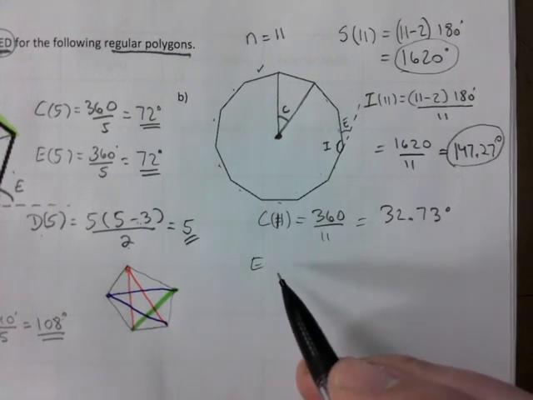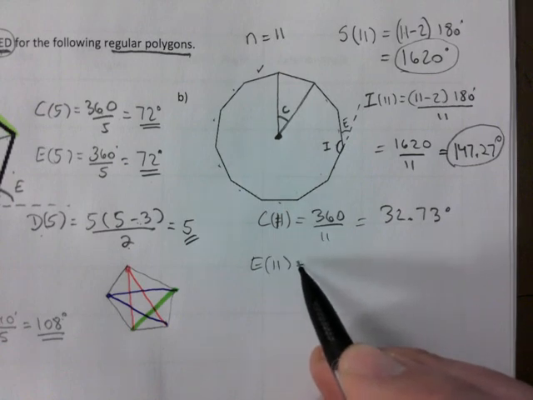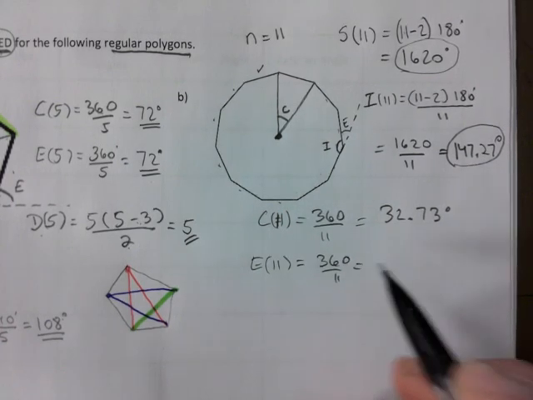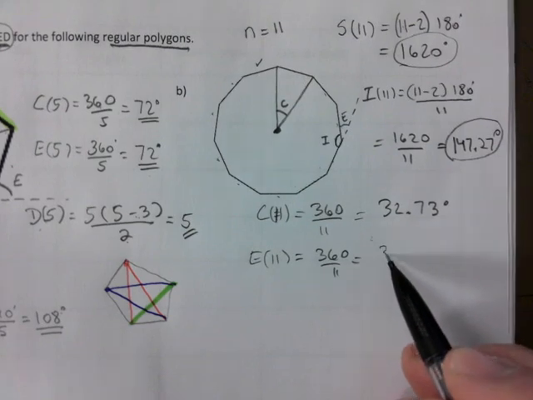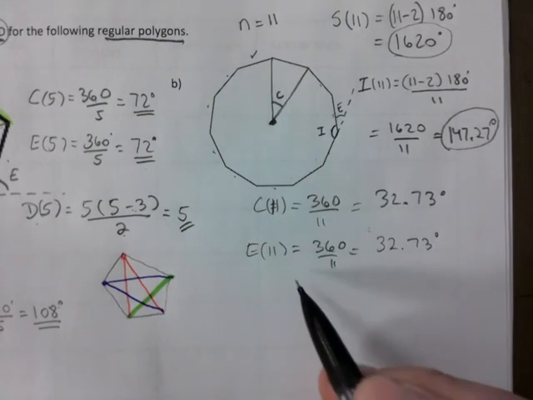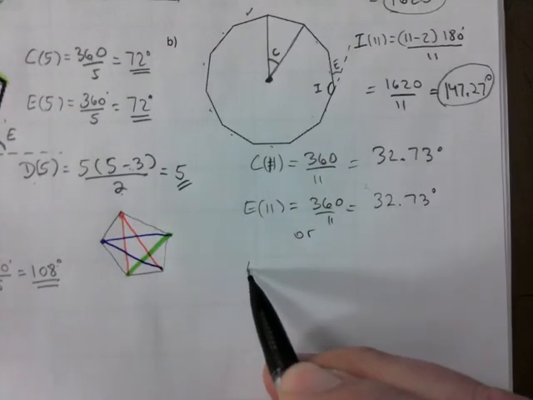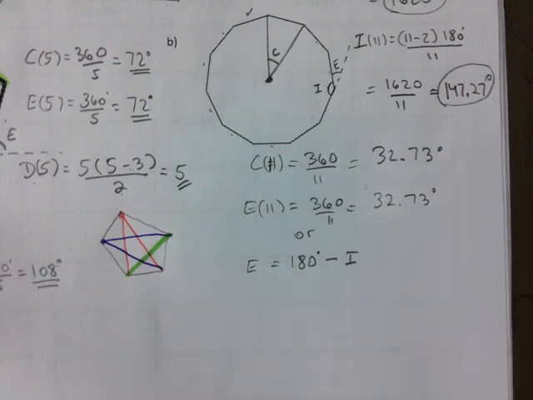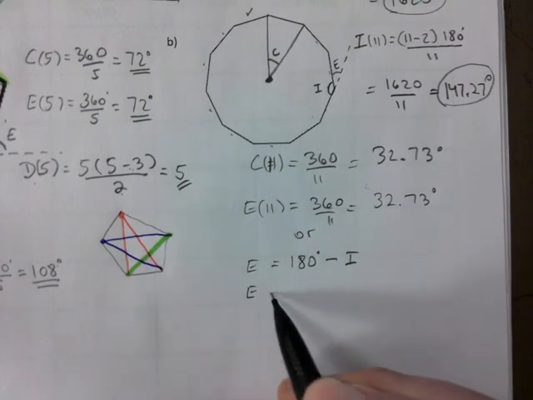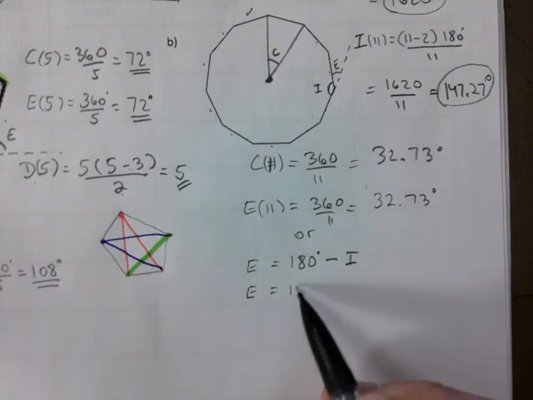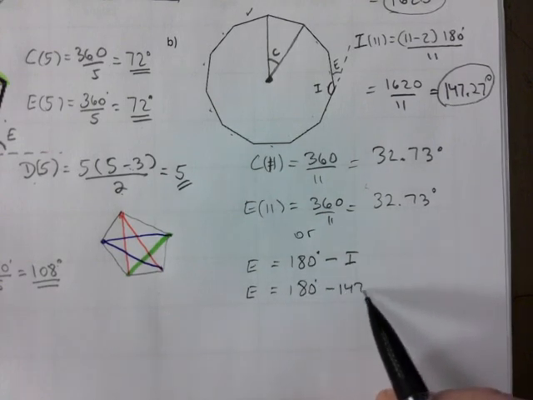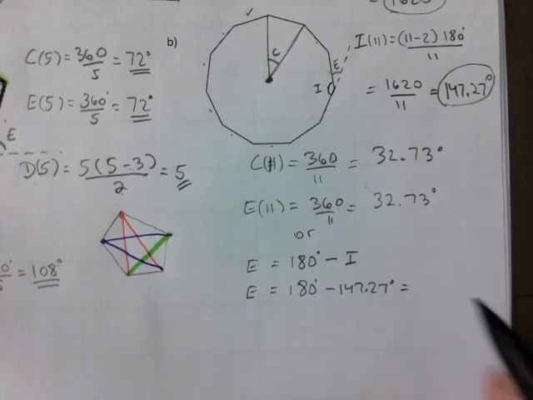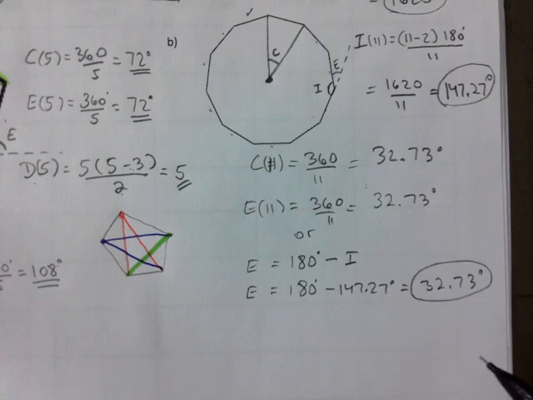Exterior angle, watch this, you have 2 choices. I will show you the first choice, which is 360 divided by 11, which is simply the same thing as before. Or the exterior angle would be 180 degrees minus the interior angle. So there are 2 ways of figuring that out if you do know your interior angle. So it's 180 minus 147.27, which is 32.73 degrees. So there are 2 ways of doing that.